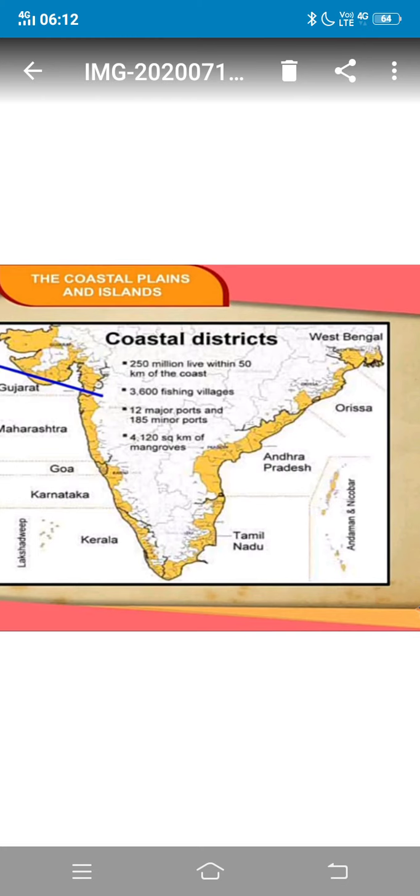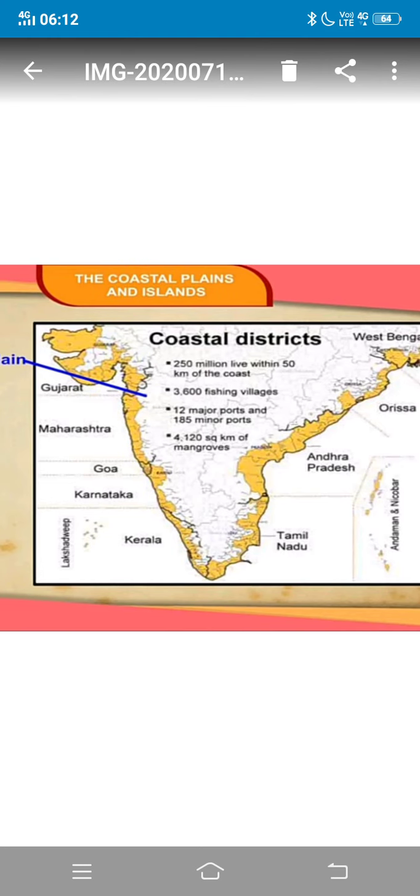The Andaman and Nicobar Islands were formed because of volcanic eruptions. And the southernmost tip of India, that is Indira Point, also lies in the Andaman and Nicobar Islands. The Lakshadweep Islands are made of coral reefs. Coral is the skeleton of dead sea creatures. That is why they are also called coral islands.